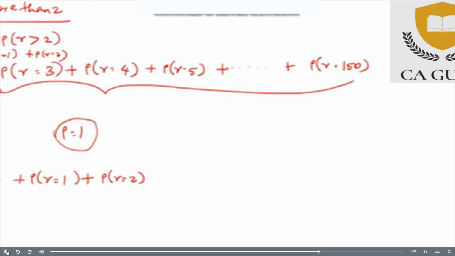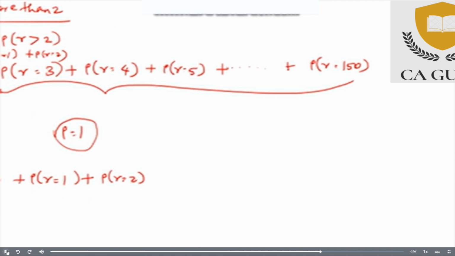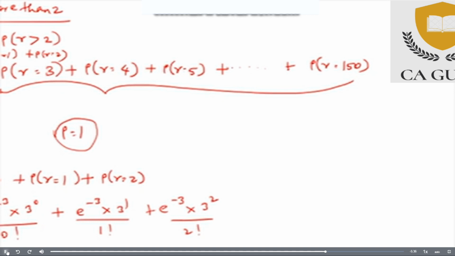Okay, so let us compute e to the power minus m. What is m? m is 3. So e to the power minus 3 into 3 to the power 0 by 0 factorial plus e to the power minus 3 into 3 to the power 1 by 1 factorial plus e to the power minus 3 into 3 to the power 2 by 2 factorial. Now we have to do 1 minus this value. 1 minus this value will give me the answer which I need.